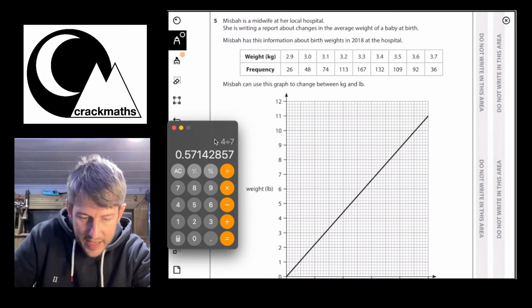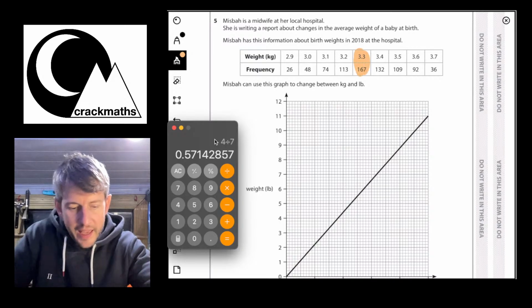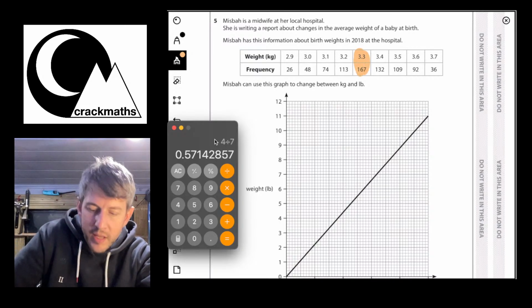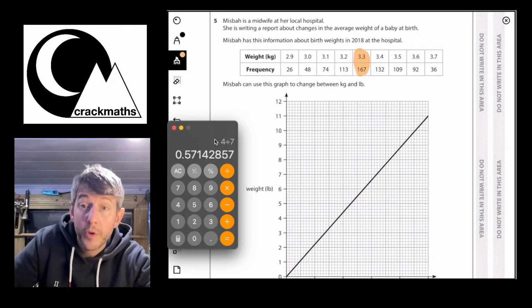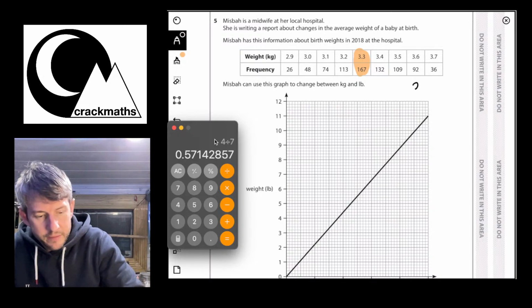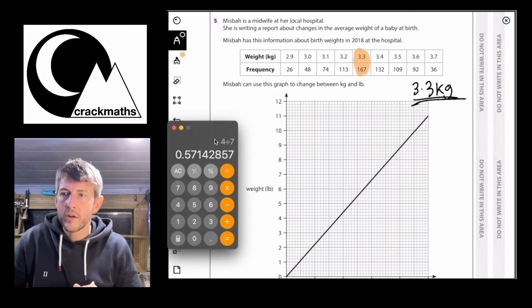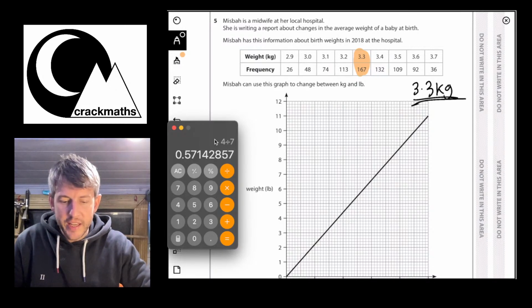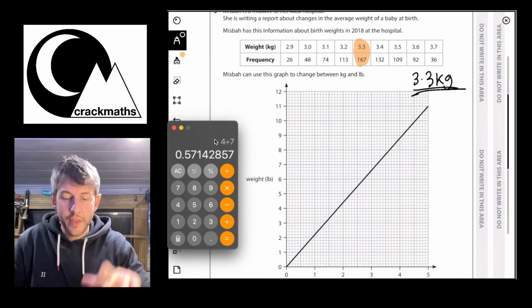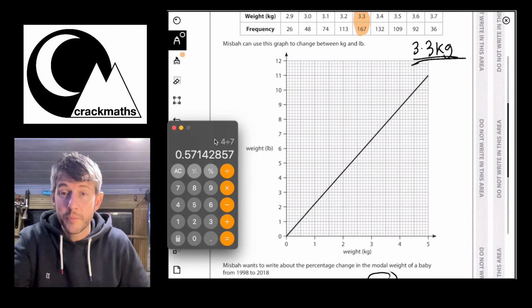So I can see here that the weight with the highest frequency is 3.3 kilograms because this is the largest frequency. So the modal weight for this one is 3.3 kg. Okay, right, now if we've got 3.3 kg here, we now need to use the graph that they've given us to change from kilograms into pounds.